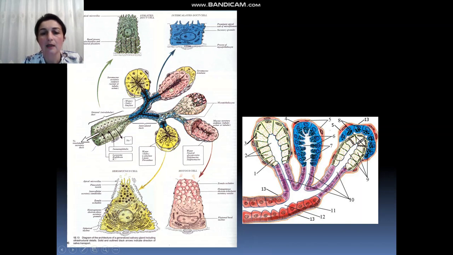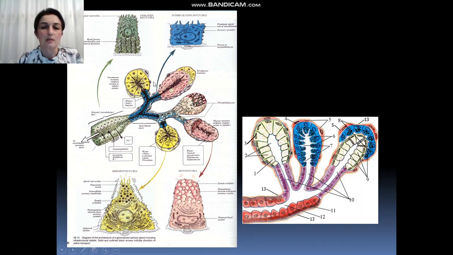Myoepithelial cells have processes, and these processes surround the secretory portions. Pay attention, these are these cells. They are myoepithelial cells, and here they have the red color. They surround secretory portions and they share the basal lamina of these secretory cells. Inside of these myoepithelial cells, we can find actin and myosin proteins. It means that they have the ability for contraction.